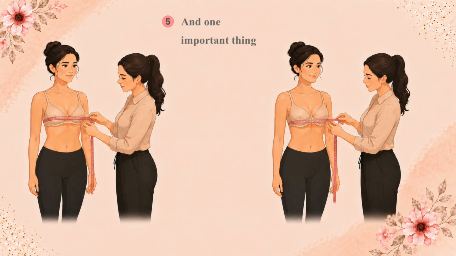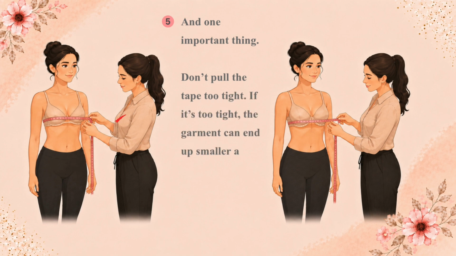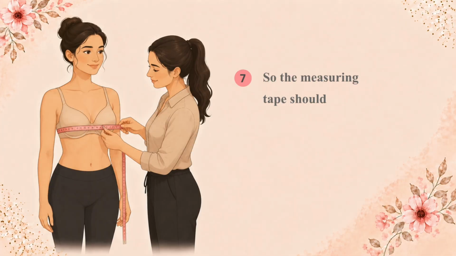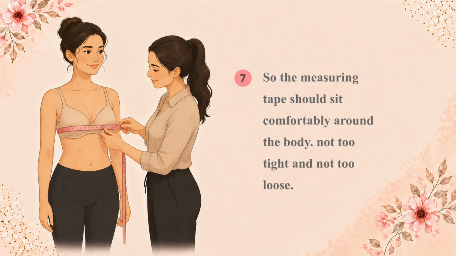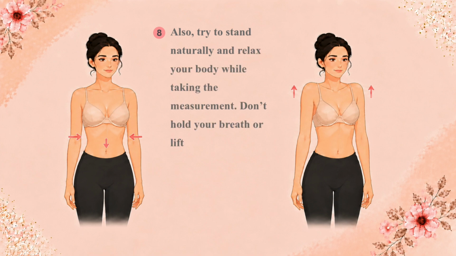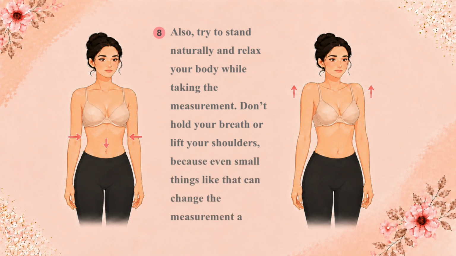And one important thing, don't pull the tape too tight. If it's too tight, the garment can end up smaller and uncomfortable to wear. At the same time, don't keep it too loose either, because then the final fit may become too baggy. So the measuring tape should sit comfortably around the body, not too tight and not too loose. Also, try to stand naturally and relax your body while taking the measurement. Don't hold your breath or lift your shoulders, because even small things like that can change the measurement a little.